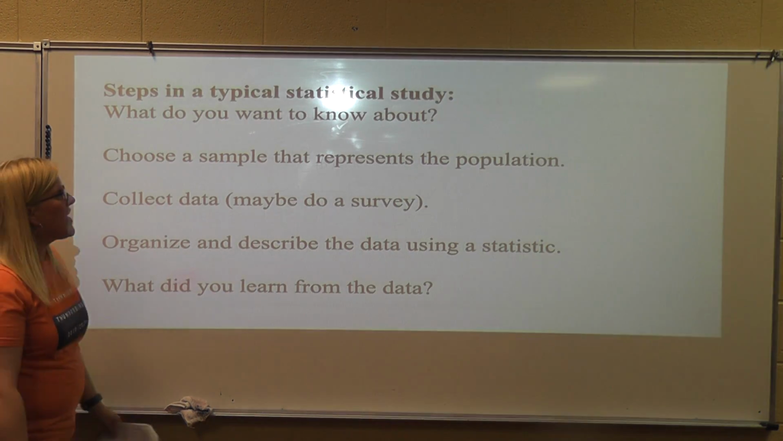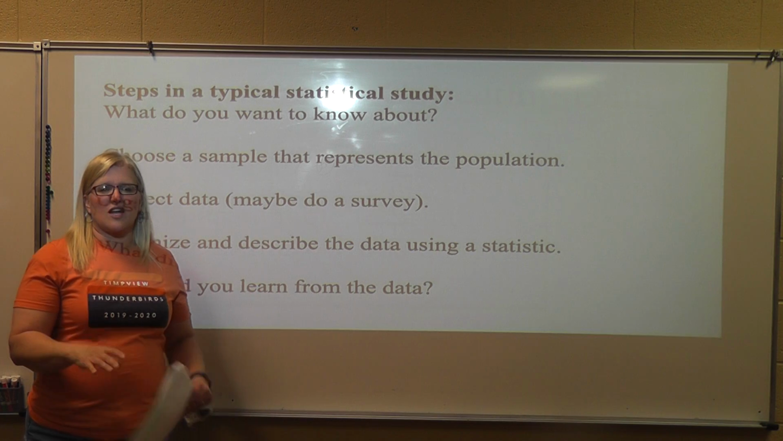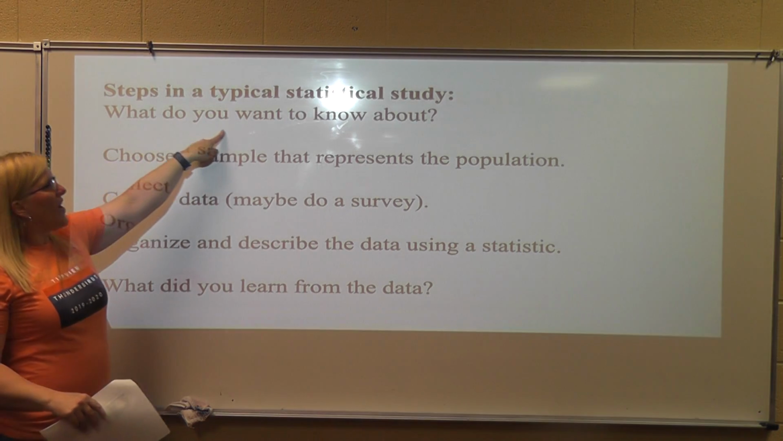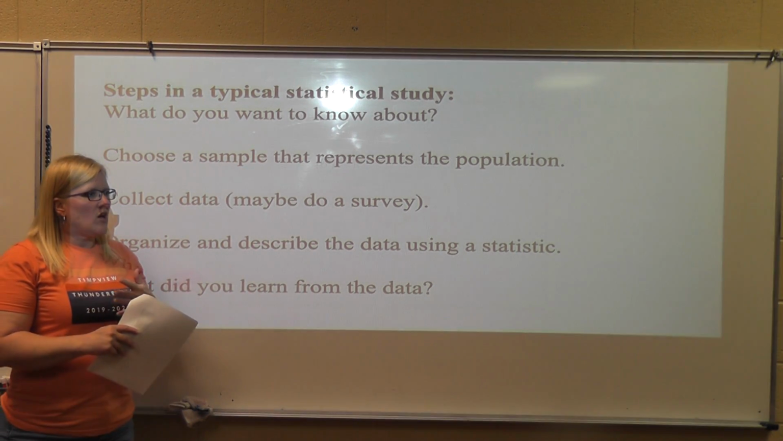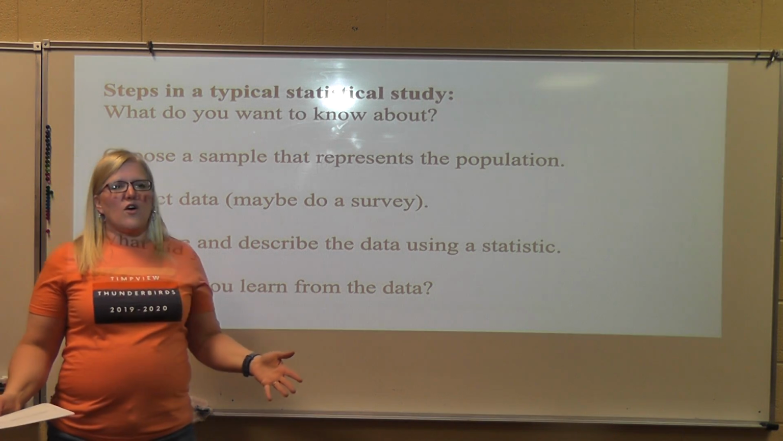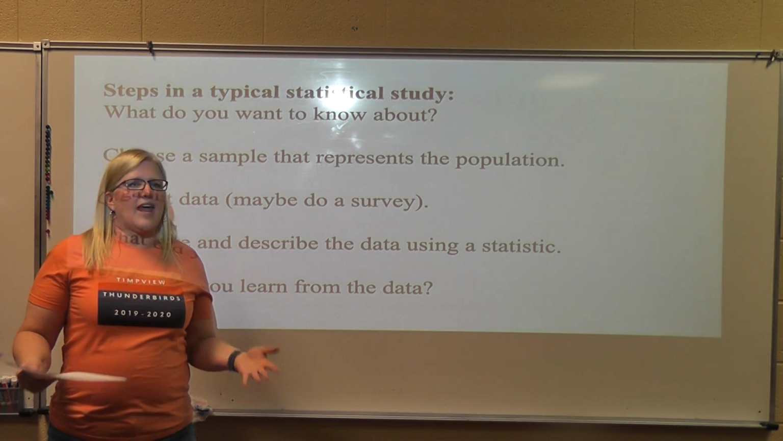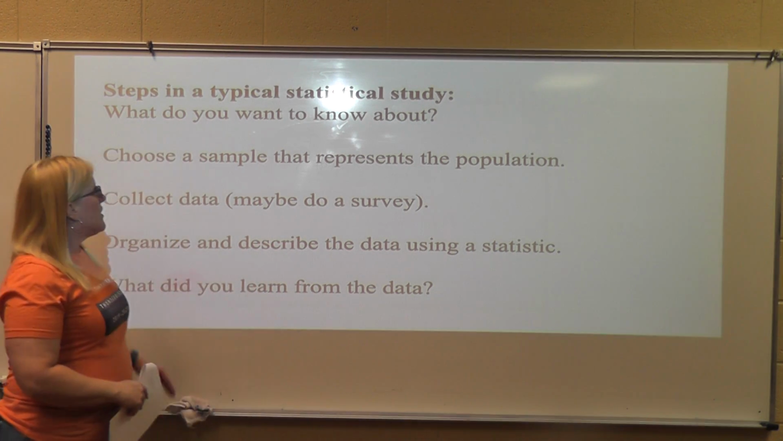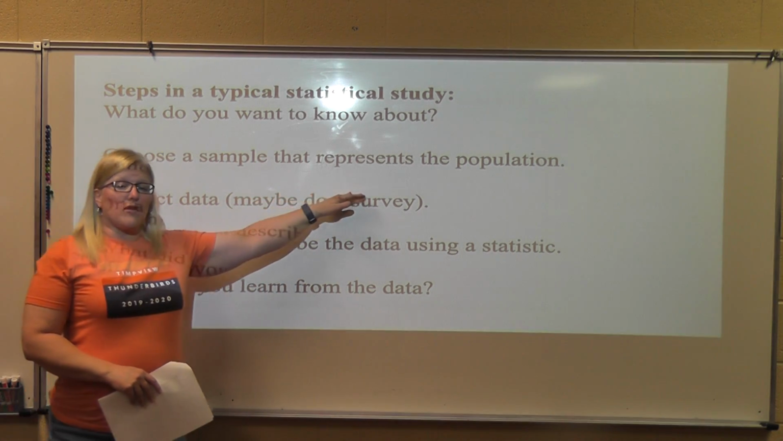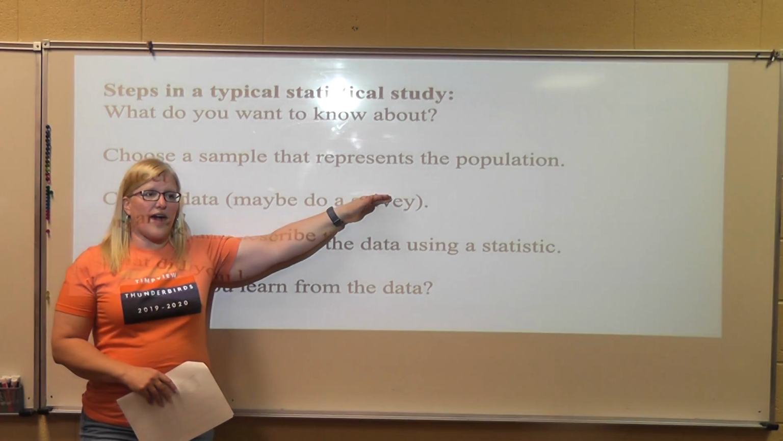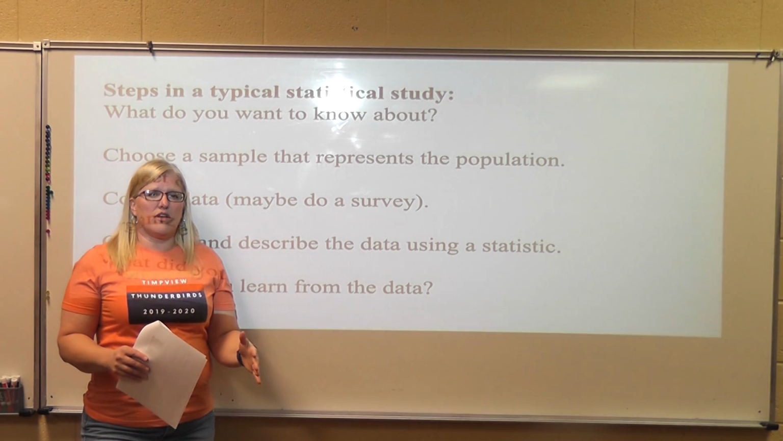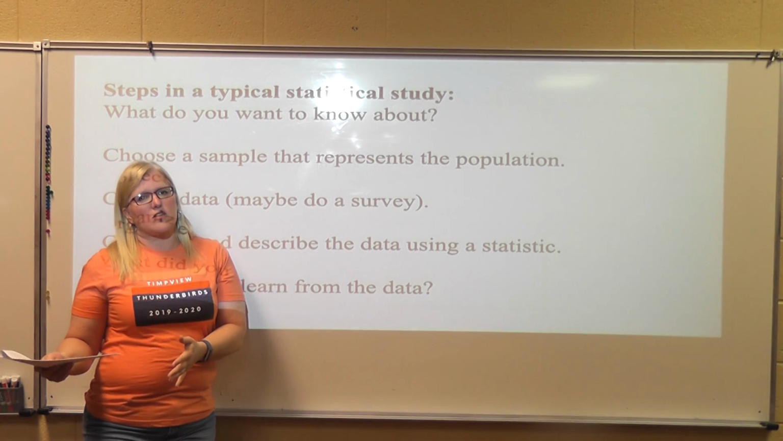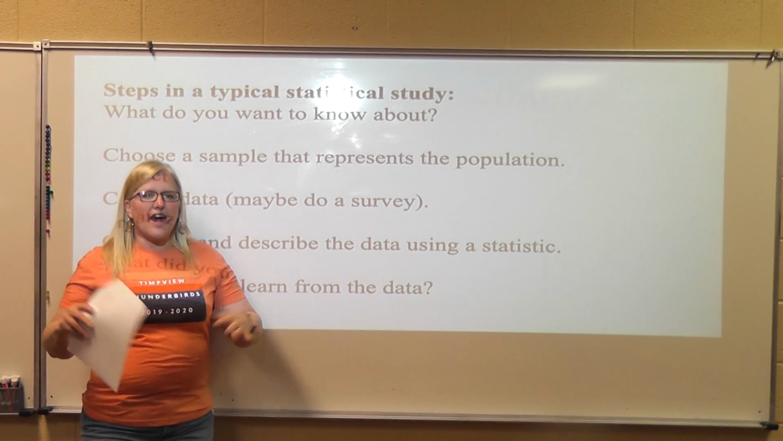Okay, so steps in a typical statistical study. This is looking at the whole thing. First thing we need to do is decide what you want to know about. Say you want to know how many people in the school like NASCAR, so you're doing a study on how much kids at Timpview like NASCAR. Choose a sample that represents the population. You're not going to just ask the people that take automotive classes, and you're not going to just ask people that are in the orchestra. So you have to have a really good mix.